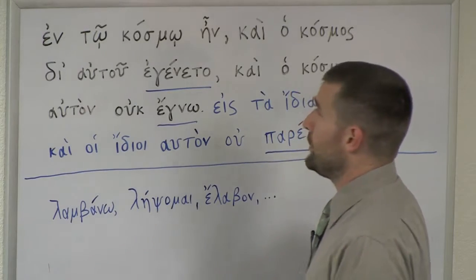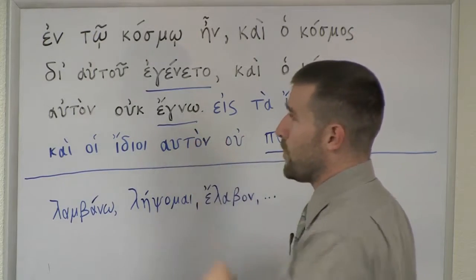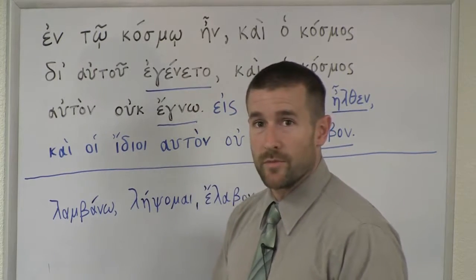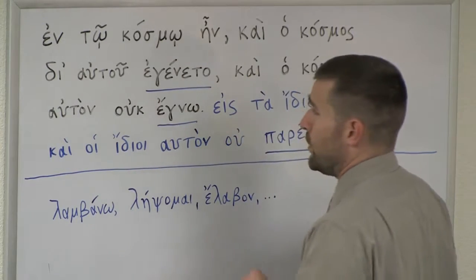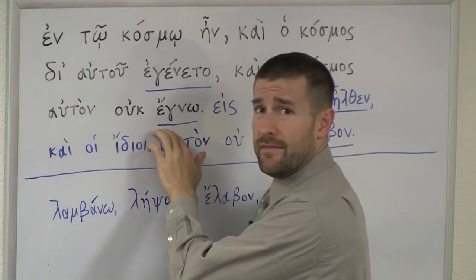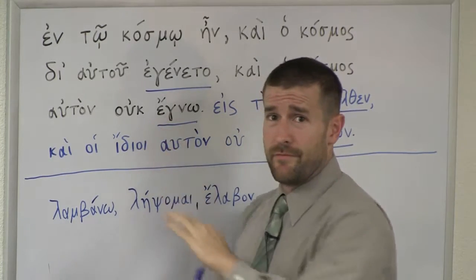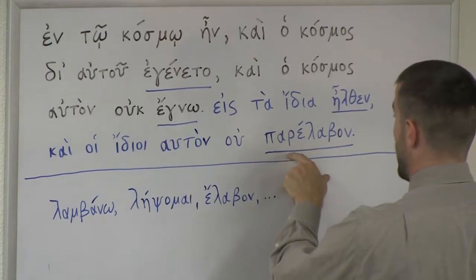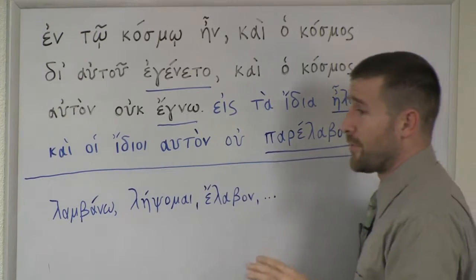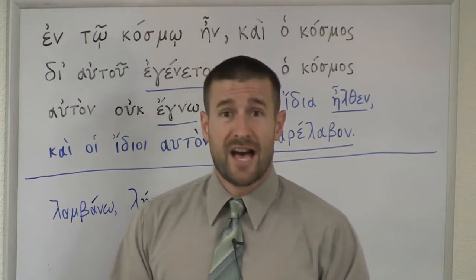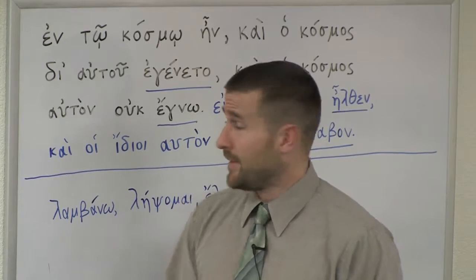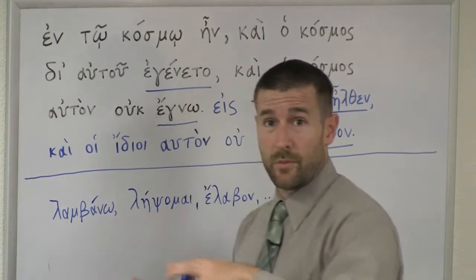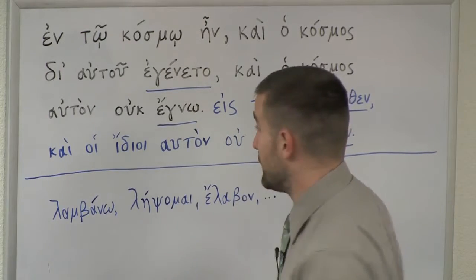First of all, you'll notice that these aorist forms of verbs look dramatically different than their present tense forms. For example, we have egno here. That is the past tense of ginosko. Very different than ginosko. Here we have parelavon. Parelavon comes from the dictionary form paralamvano, which means I receive, which is just basically lamvano with the prefix of para tagged onto the front of it.